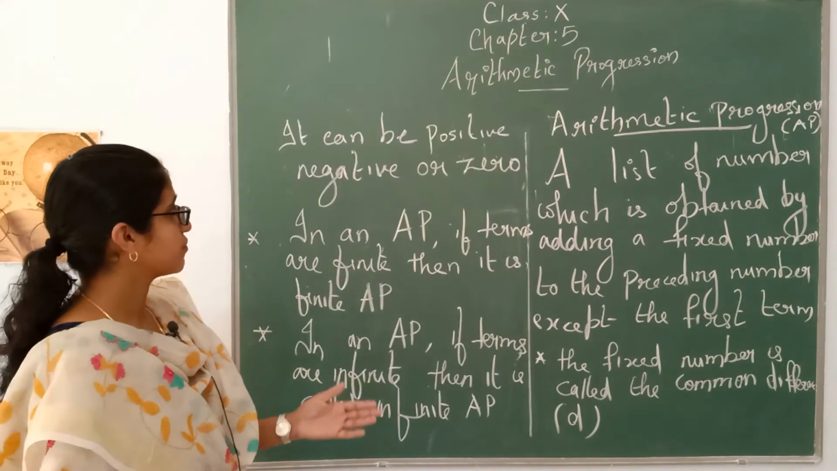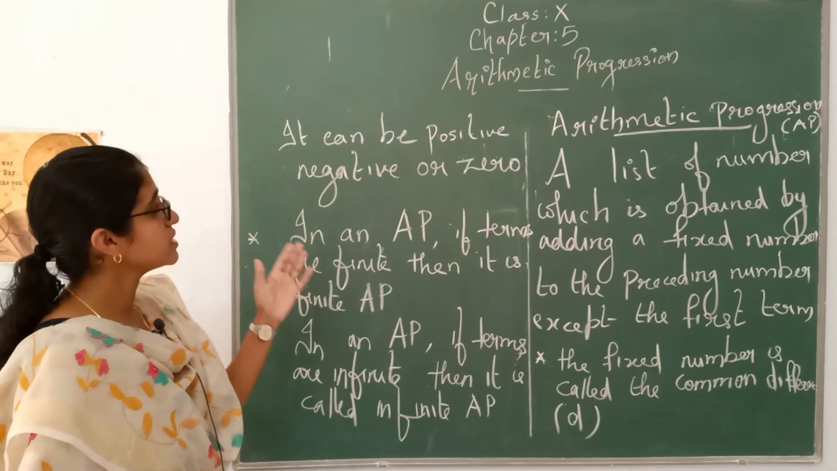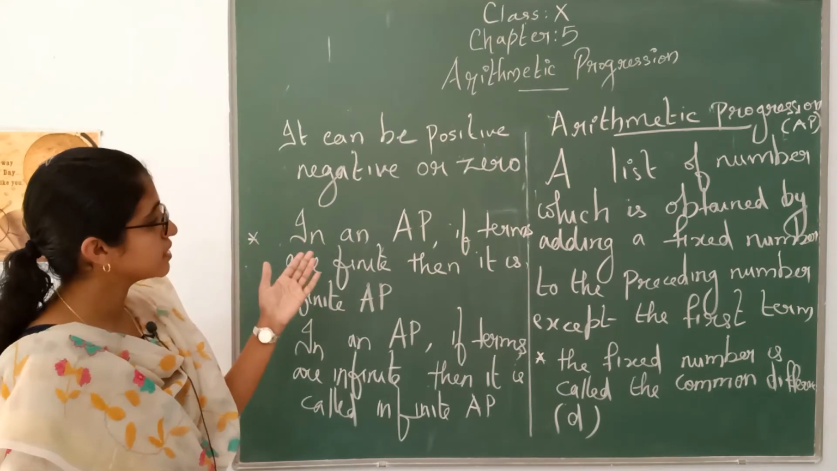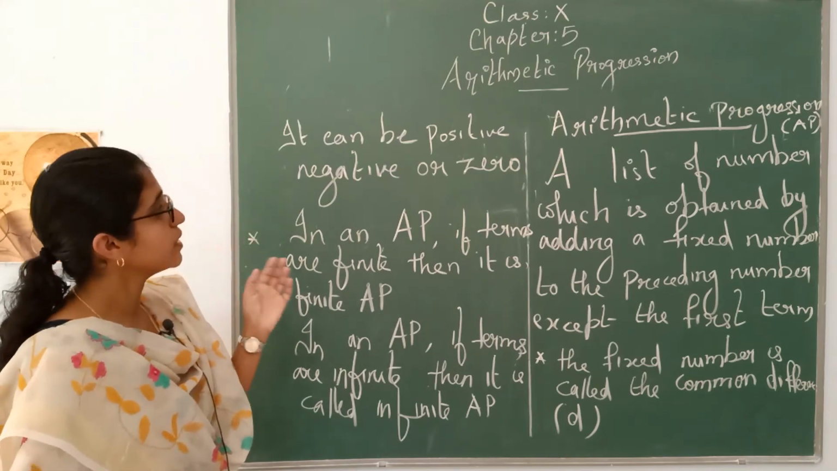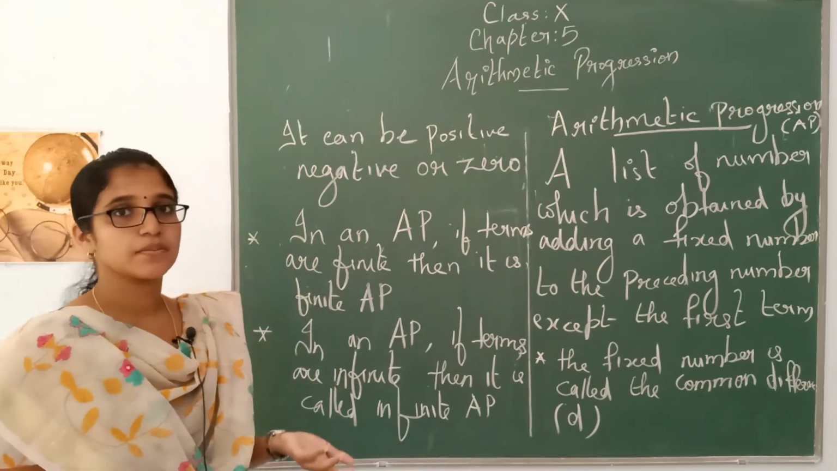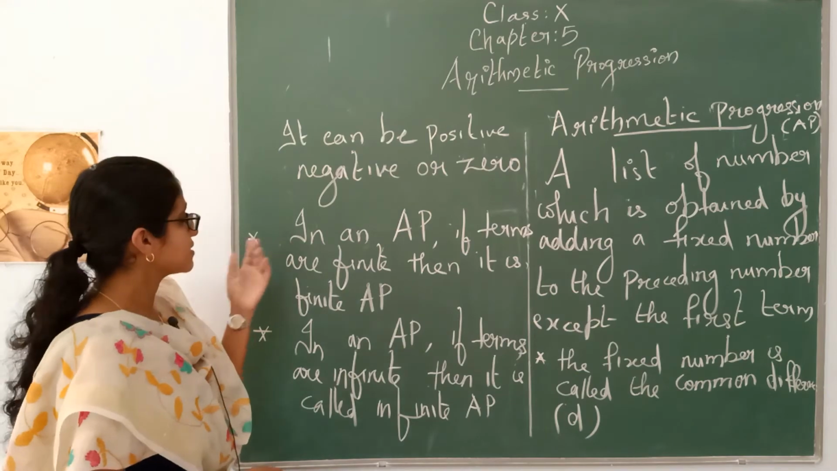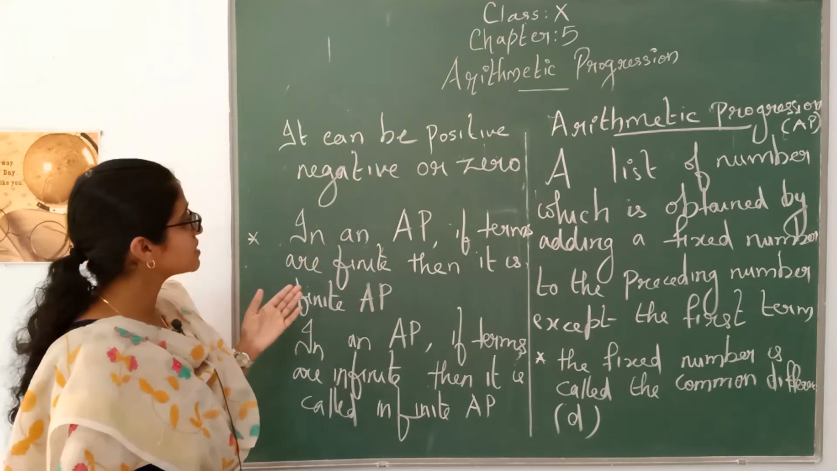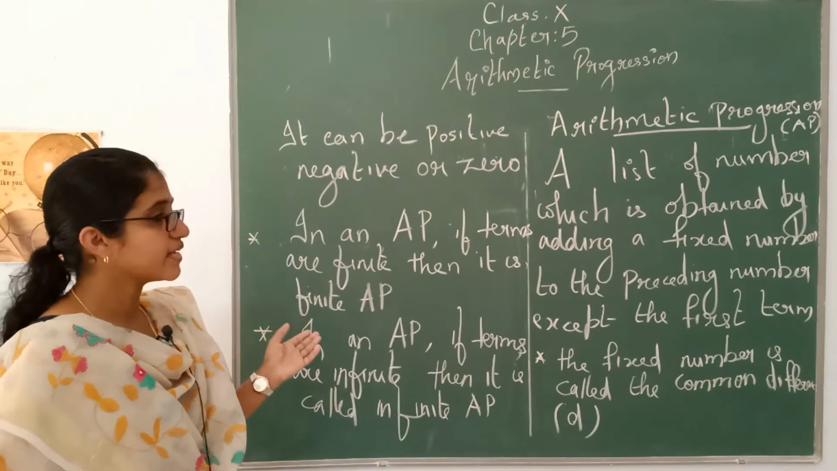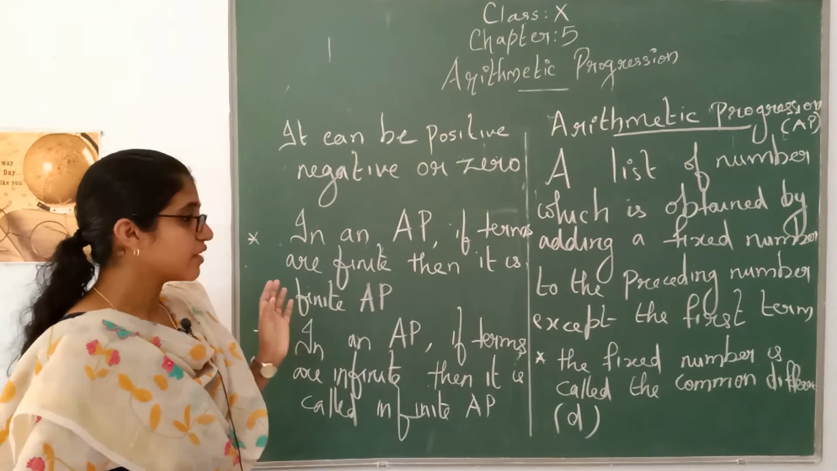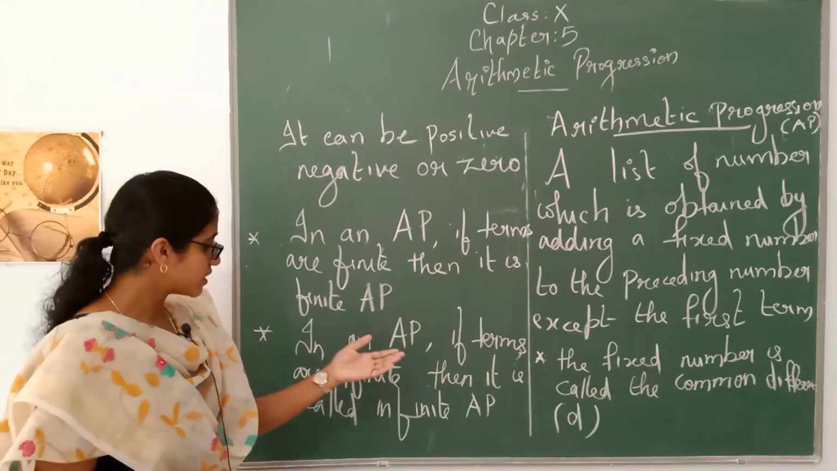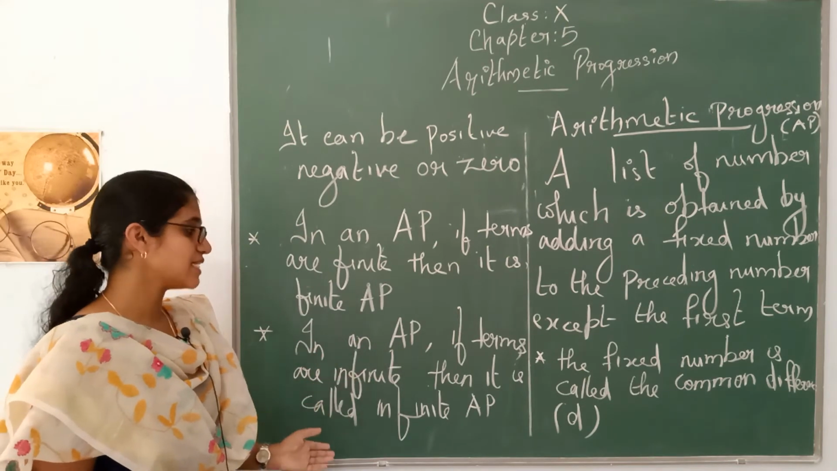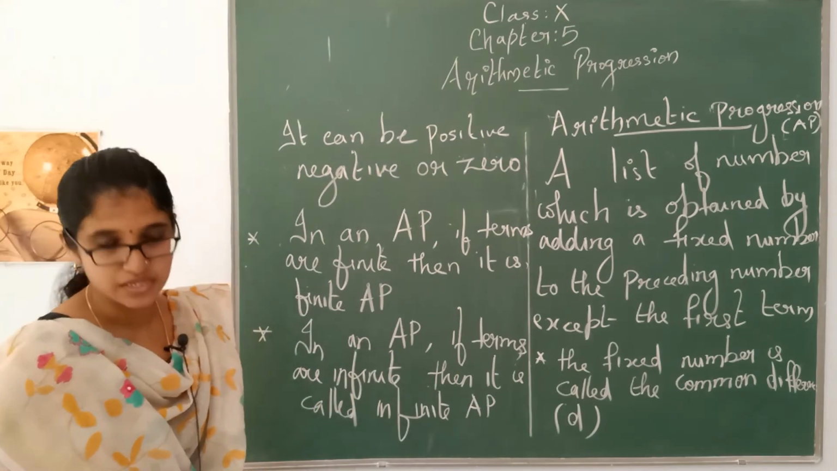We know the common difference, and it can be a positive number or a negative number, and 0 is also possible as a common difference. Next, in an arithmetic progression, if the terms are finite, then we call it a finite arithmetic progression. If the terms are infinite, then we call it an infinite arithmetic progression.